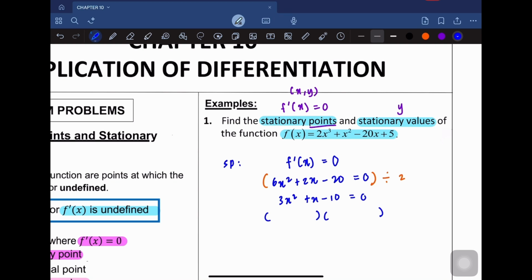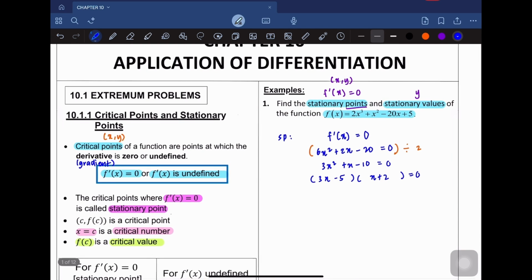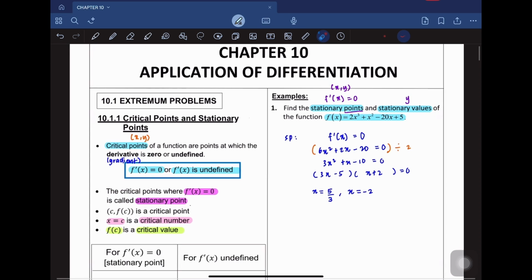Now use your calculator, insert the quadratic. You will get (3x minus 5) and (x plus 2). So you're going to have two critical numbers. The first one is x equal to 5 over 3, and the second critical number is x equal to negative 2. Tak siap lagi sebab kita nak points. Remember, kita nak points, so maksudnya kita kena cari dia punya y. Macam mana nak cari dia punya y?